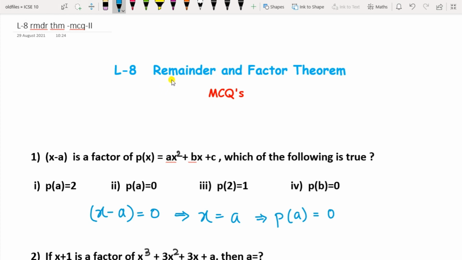In this video we are going to solve MCQs of lesson 8, remainder and factor theorem, but specifically on factor theorem. In the previous video we have solved MCQs specifically on remainder theorem.